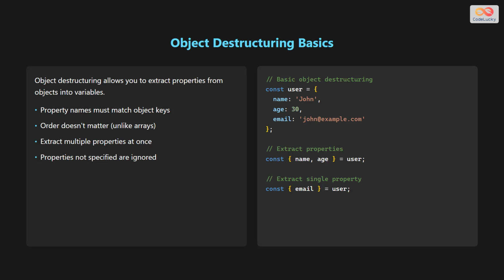Object destructuring enables you to extract properties from objects into variables. The property names must match the object keys, but the order does not matter like in arrays. You can extract multiple properties at once, and properties not specified are simply ignored. Here is an example where we have a user object with name, age, and email properties. We can extract the name and age into separate variables and also extract just the email into a separate variable using object destructuring syntax.